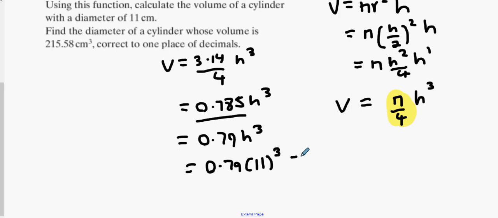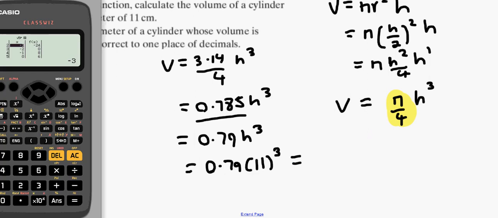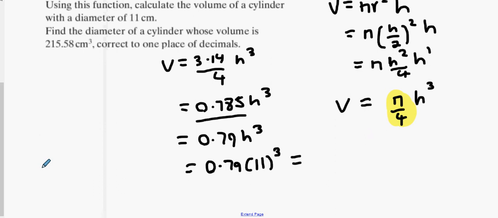And what's the answer? Somebody, calculator time. 0.79 times 11 cubed. 1051.49 centimeters cubed. Alright, I'll pause there.